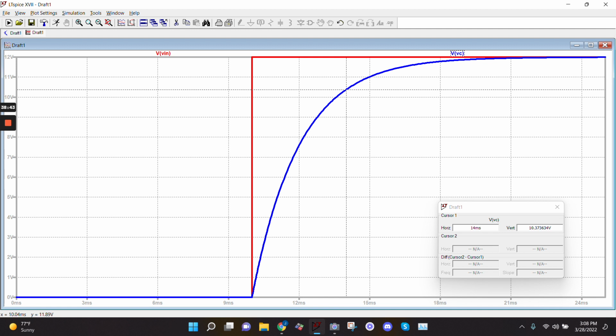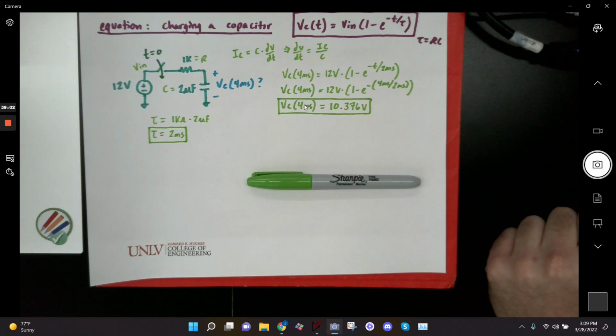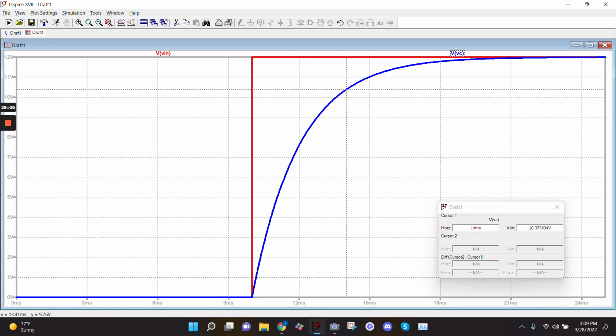So when I say, what is the voltage, where am I at? What is the voltage at 4 milliseconds? If I were to say that this closed at 10 milliseconds, like actually happened in the sim, I would ask what's the voltage at 14 milliseconds. If this closes at t equals 0, 4 milliseconds later, it's going to be 10.36. But in my sim, it closed at 10 milliseconds, so I look at 14 milliseconds. Does that make sense to everybody?